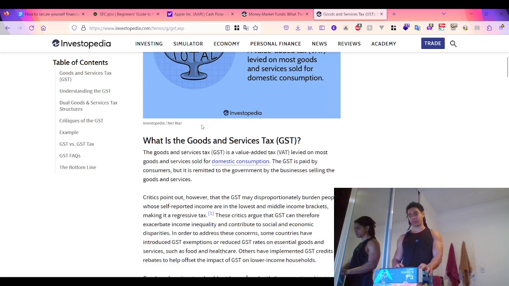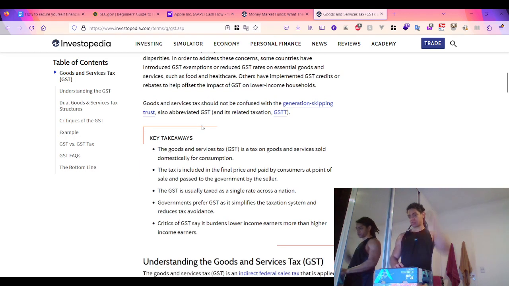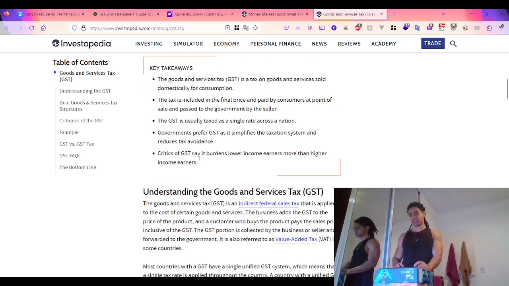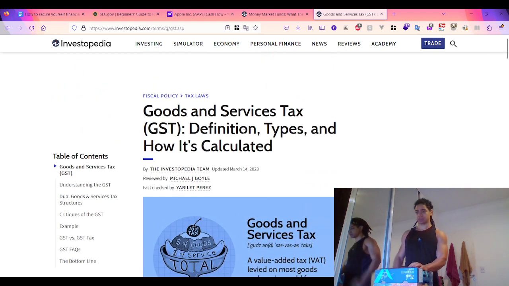This is quite controversial, by the way, because ultimately the customers are paying that. Critics of GST say it is a burden on lower income earners more than higher income earners. Of course. And this tax is applied in places like Canada, Australia, and India. The goods and services tax.